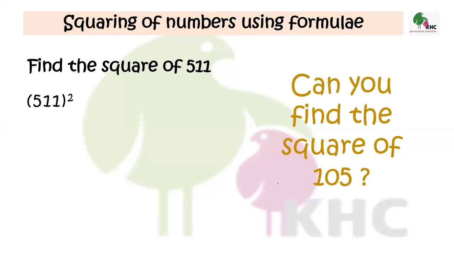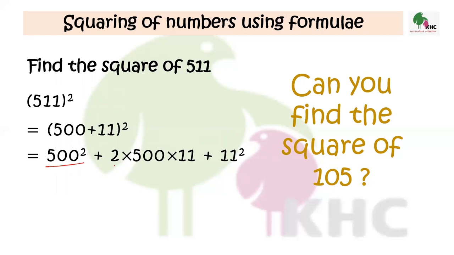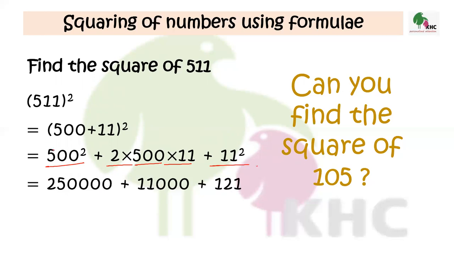Similarly, to find the square of 511, we can express 511 as 500 plus 11. Now our first term is 500 and the second one is 11. So square of first term plus 2 times 500 times 11 plus square of 11. Square of 500 is very easy. Square of 5 is 25, then 4 zeros. Now 2 into 500 is 1000, so 11,000. And square of 11 is 121. Sum it up, you get your answer. So this is how you can use this particular formula to find the square of numbers.